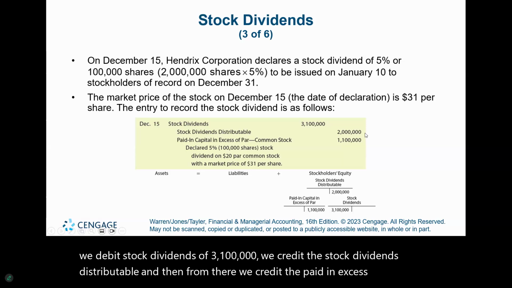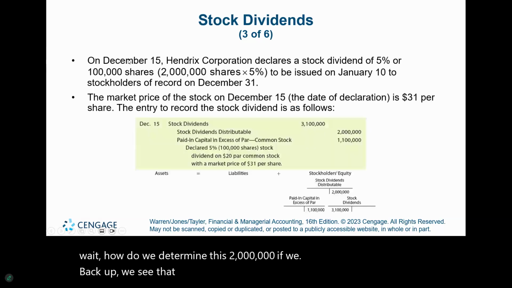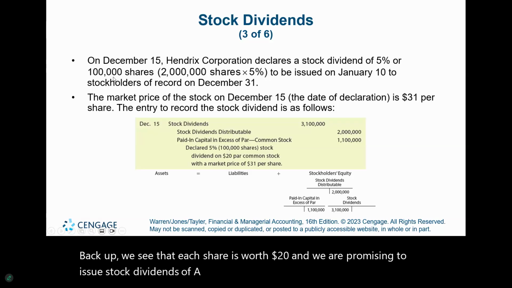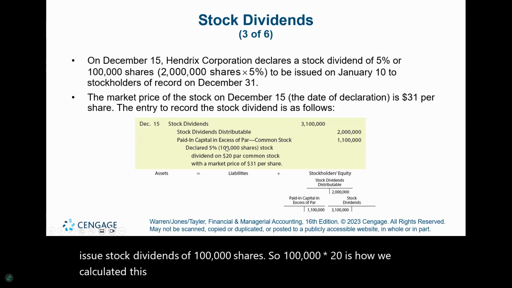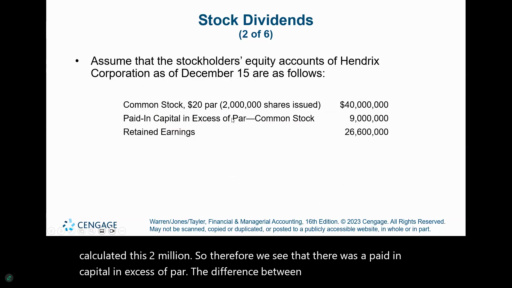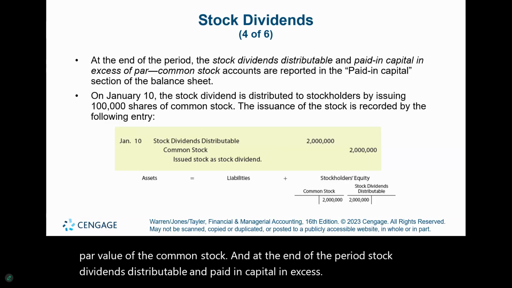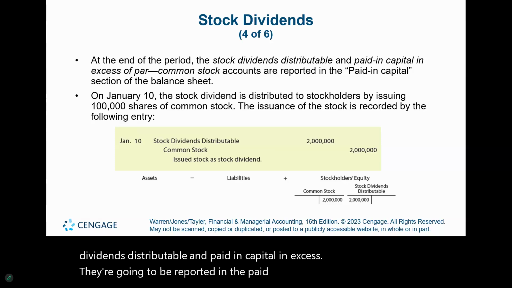So wait, how do we determine this 2 million? If we scroll back up, we see that each share is worth $20 and we are promising to issue stock dividends of 100,000 shares. So 100,000 multiplied by 20 is how we calculated this 2 million. So therefore, we see that there was a paid in capital in excess of par, the difference between the market price and the par value of the common stock. And at the end of the period, stock dividends distributable and paid in capital in excess of par are going to be reported in the paid in capital section of the balance sheet.